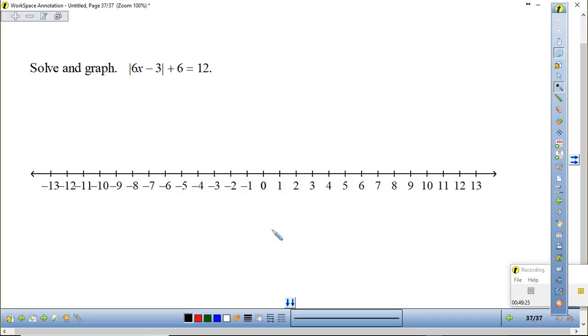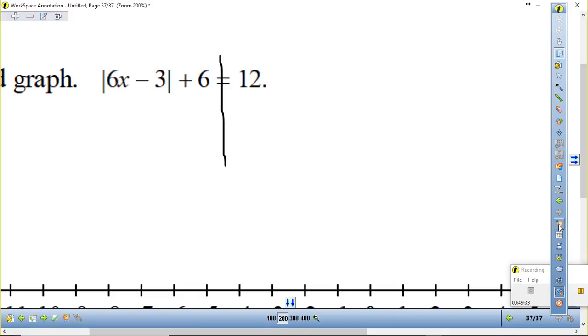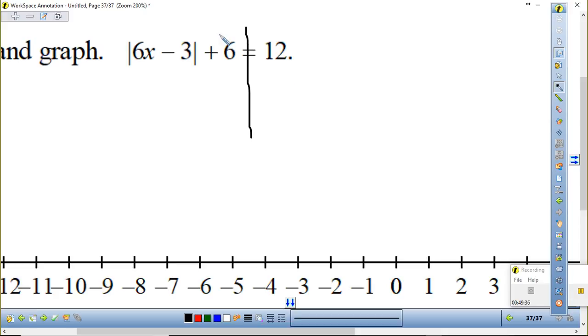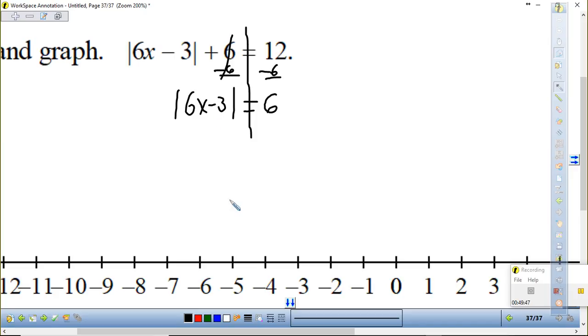There it goes. Line down the equal sign. I'm going to zoom in. Absolute value 6x minus 3 equal to 6. Do we have anything else outside the absolute value? No. So we write two equations, one negative and one positive. One negative 6, one positive 6. And we write whatever's inside the absolute value, 6x minus 3 equal to that. 6x minus 3 equal to that.